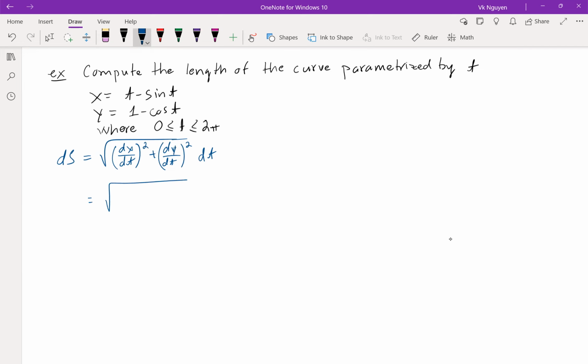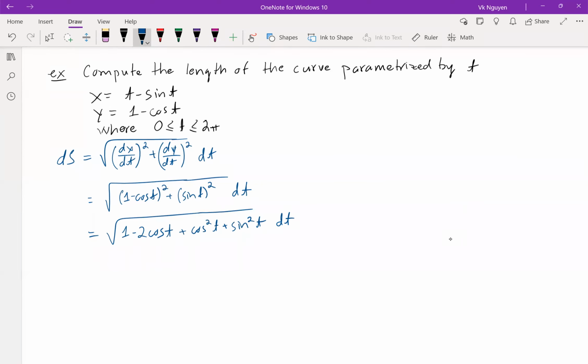The derivative of x with respect to t is 1 minus cosine t, squared. The derivative of y with respect to t is sine t, then square it, dt. Okay, I'm going to FOIL it out here: 1 minus 2 cosine t plus cosine square t plus sine square t dt.